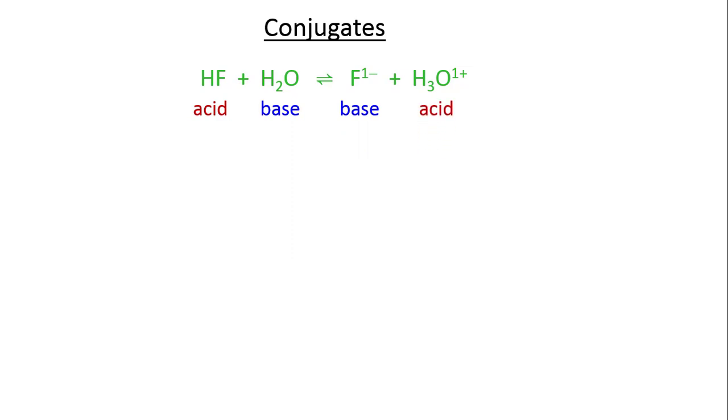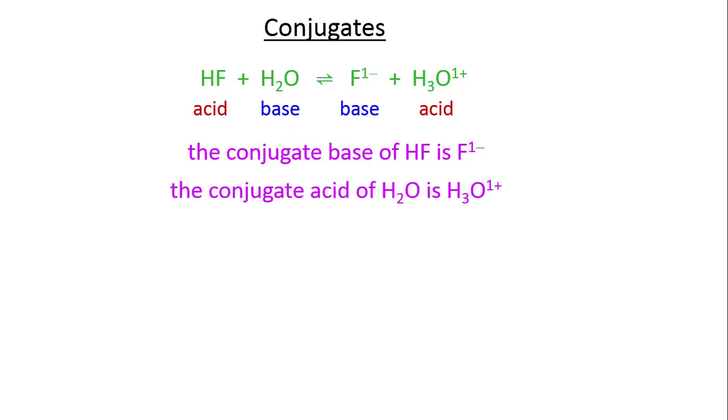In this reaction, we would say that the conjugate base of HF is fluoride ion. That's what's left after the proton has been donated. Likewise, H3O+ would be the conjugate acid of water. It's what's formed after water gains a proton. Thus we talk about conjugate pairs.